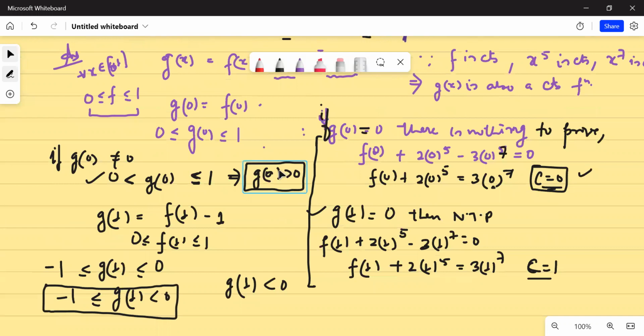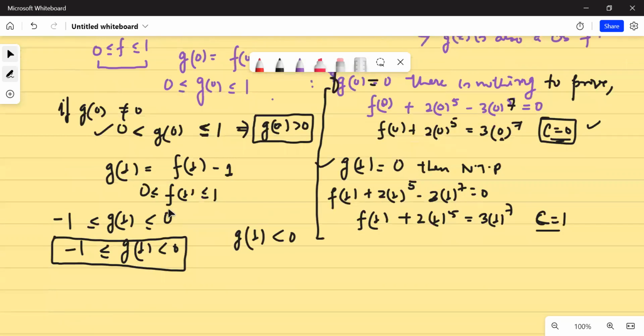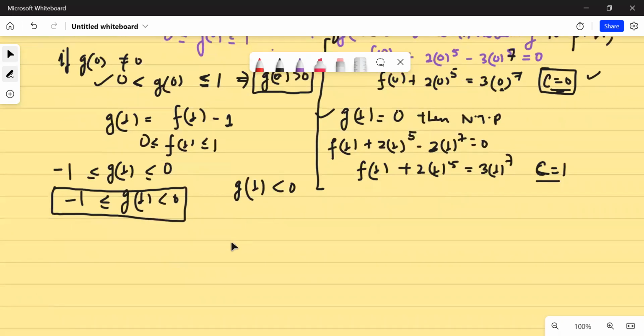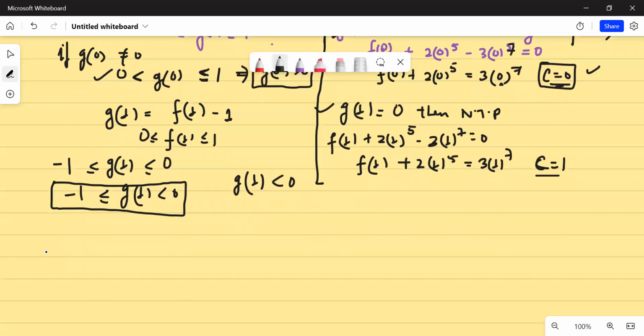If G0 is not equal to 0, then G0 would be lying between 0 and 1. That is, G0 would be positive. And if G1 is not equal to 0, then G1 would be lying between -1 and 0, which implies G1 would be less than 0. Is that clear? It implies there exists some C belongs to open interval 0, 1 such that what happens? Such that GC would be 0, because the function G is changing its sign from positive to negative.